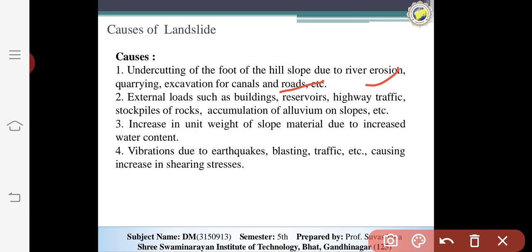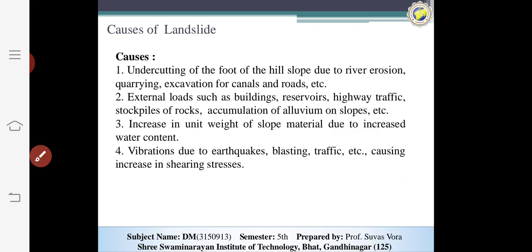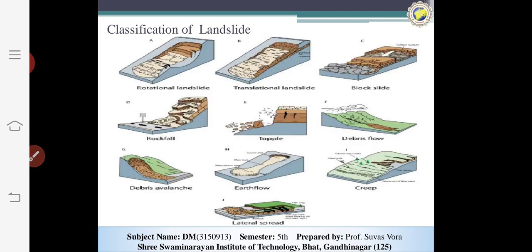The external load, such as buildings, reservoirs, highways, and rocks, will increase the weight of the slope materials and the water content. The vibrations due to earthquakes, blasting, traffic, etc. are causing the increase of stress. So these are the causes of landsliding.